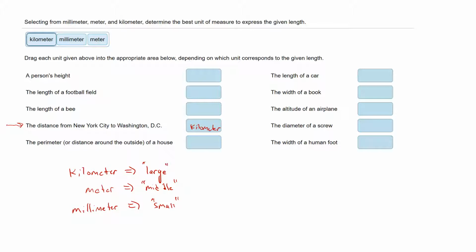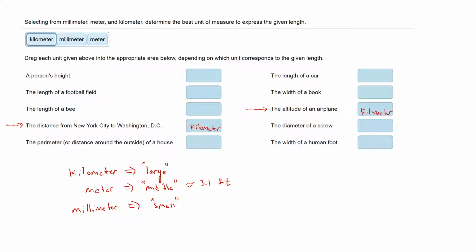The altitude of an airplane. An airplane is going to be very high in the sky. A meter is about 3.1 feet is all. So an airplane in the air is not going to be, of course, 3.1 feet. A millimeter is incredibly tiny. It would take 1,000 millimeters to equal 1 meter. So a millimeter is very small. So it's not millimeter, of course. A kilometer would be this one.